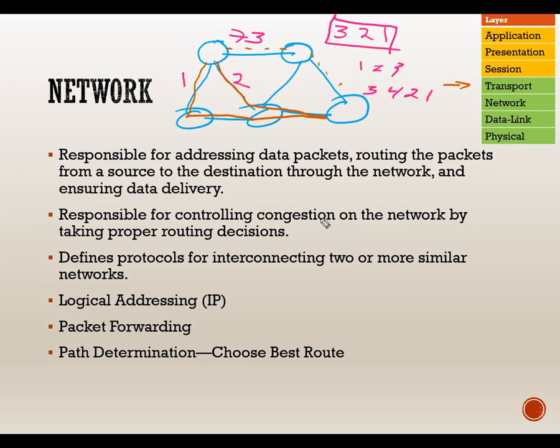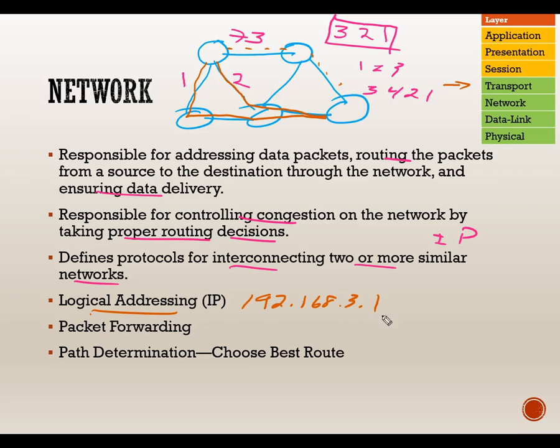So it's responsible for addressing, routing the packets through the network and ensuring data delivery, controlling congestion on the network by taking proper routing decisions. It uses protocols for interconnecting two or more similar networks, like two or more IP networks that we're going to connect together. Logical IP addressing: IPv4 looks something like 192.168.3.1. IPv6 is going to be hexadecimal.